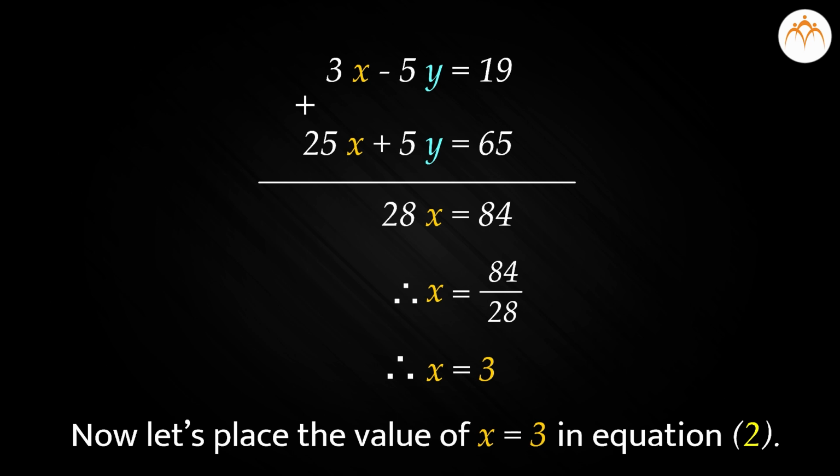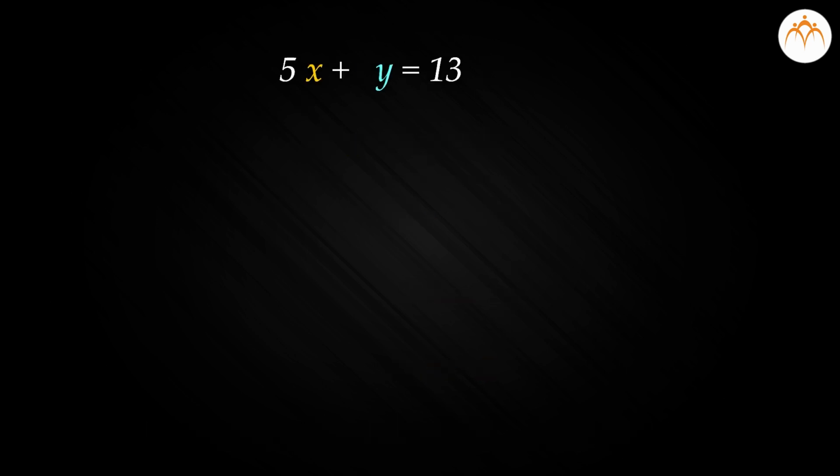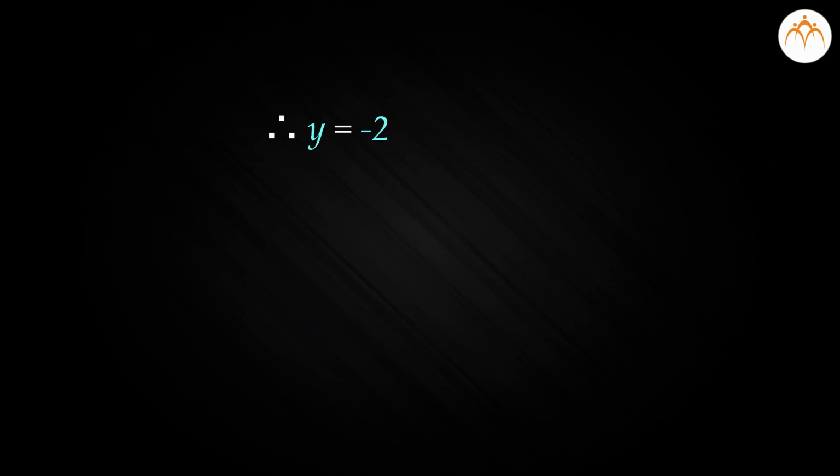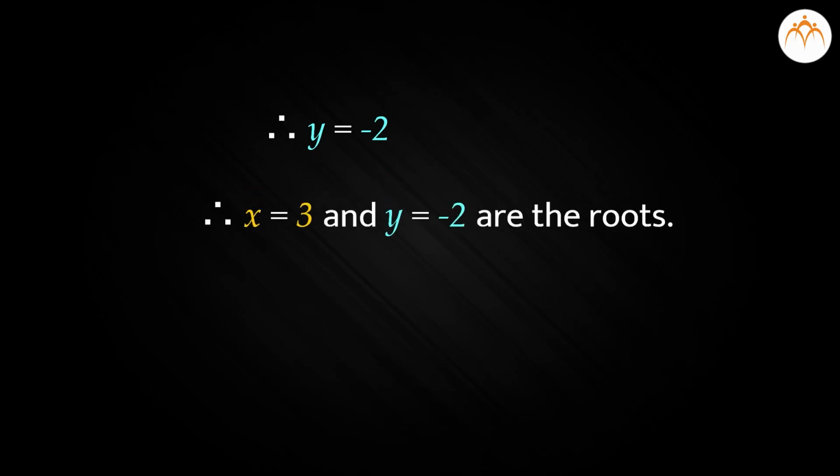Now, let's place the value of x is equal to 3 in equation 2. 5x plus y is equal to 13. Therefore, 5 multiplied by 3 plus y is equal to 13. Therefore, 15 plus y is equal to 13. Therefore, y is equal to 13 minus 15. Therefore, y is equal to minus 2. Therefore, x is equal to 3 and y is equal to minus 2 are the roots of the simultaneous equations above. Therefore, x, y is 3, minus 2.